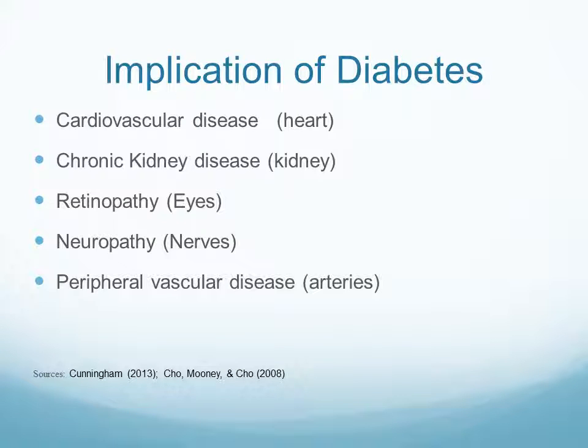Implications of diabetes. There are many implications of diabetes, such as cardiovascular disease, kidney disease, blindness, nerve damage, and peripheral vascular disease. Diabetes has a major impact on the cardiovascular system.